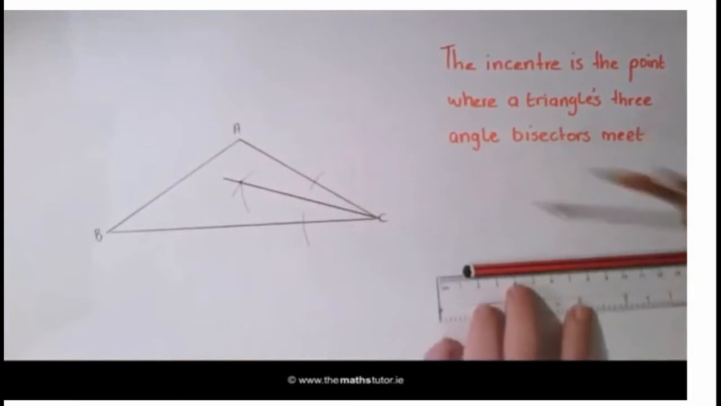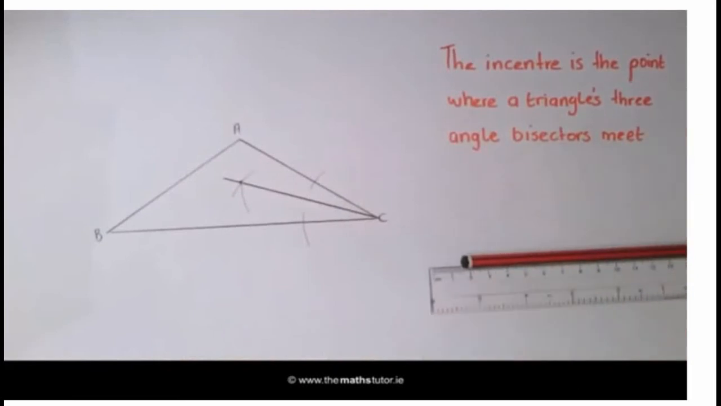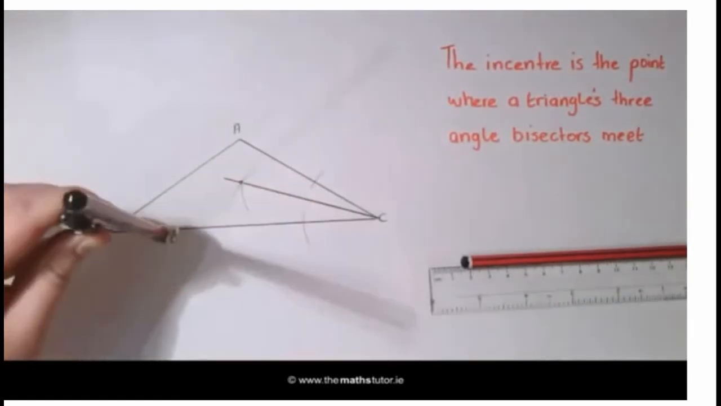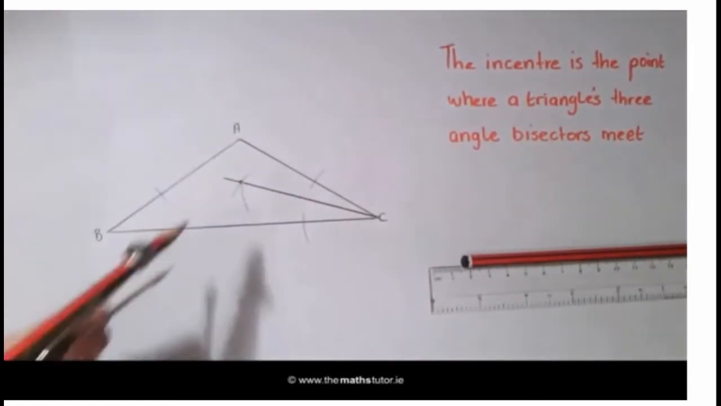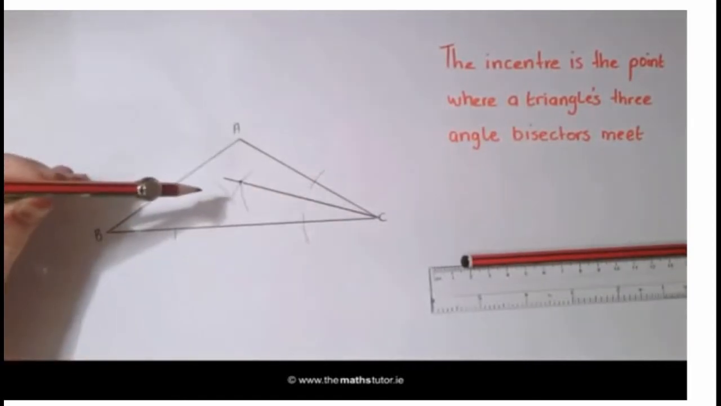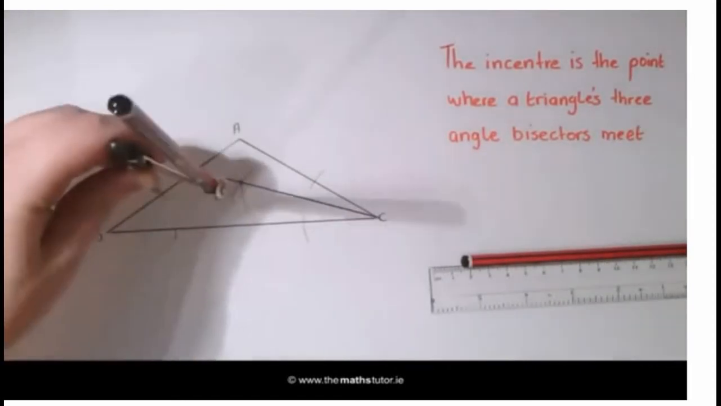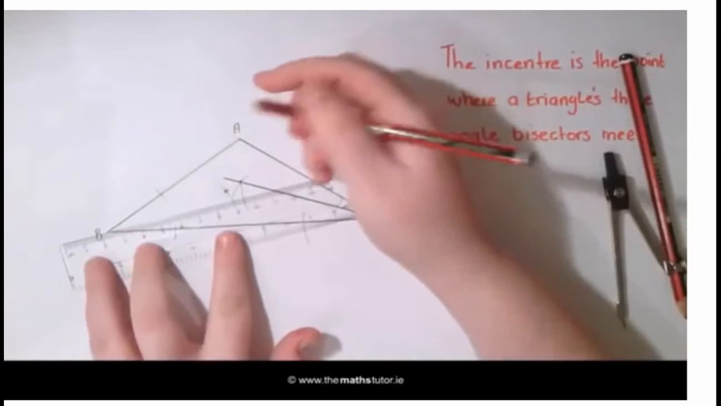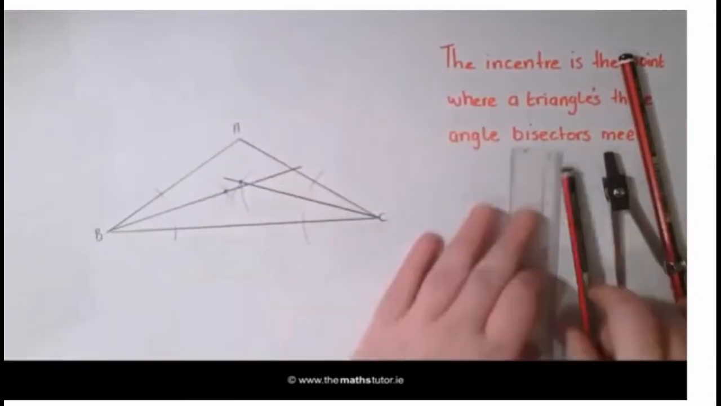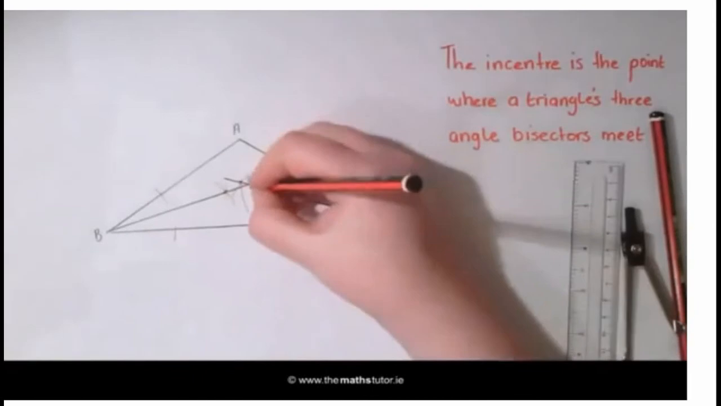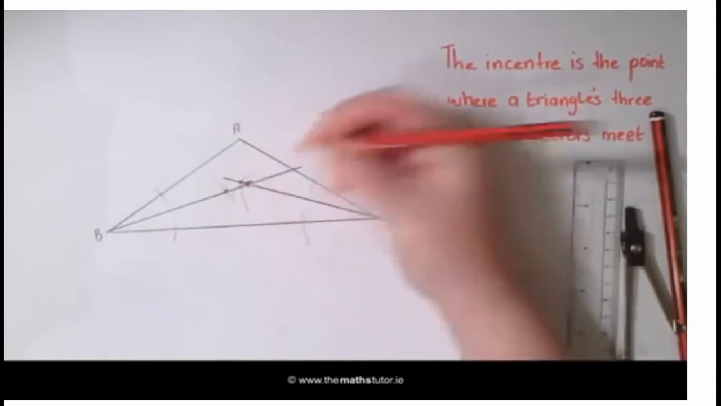We are now going to bisect another angle of the triangle. Placing our compass on B, draw an arc across both arms and draw an interior arc. Without changing the width, do the same on the other side. Mark where these two interior arcs meet and draw a line through it. Where the two angle bisectors meet is called the in-center of the triangle.